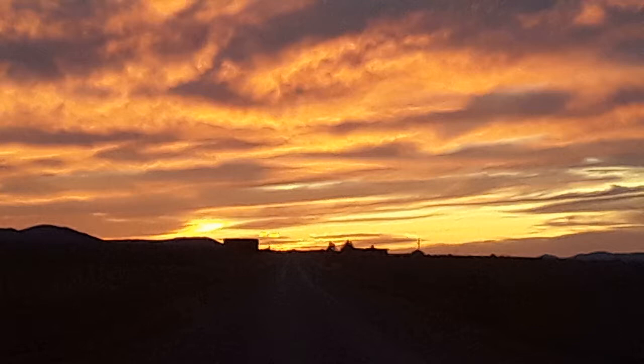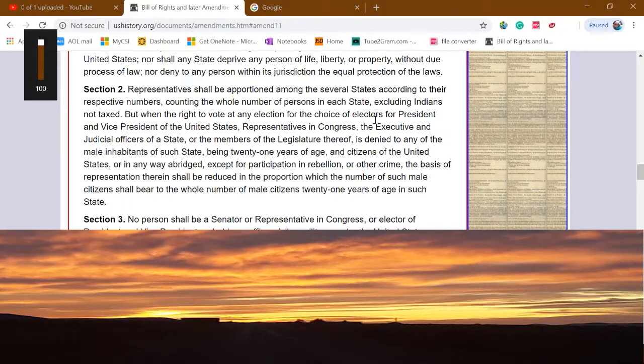But when the right to vote at any election for the choice of electors for President and Vice President of the United States, representatives in Congress, the executive and judicial officers of a state, or the members of the legislature thereof, is denied to any of the male inhabitants of such state, being 21 years of age and citizens of the United States, or in any way abridged, except for participation in rebellion or other crime, the basis of representation therein shall be reduced in the proportion which the number of such male citizens shall bear to the whole number of male citizens 21 years of age in such state.